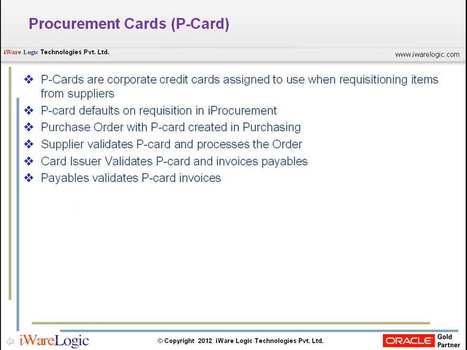Procurement cards or P card. P cards are corporate credit cards assigned to users when requisitioning items from the supplier. P card defaults on the requisition in iProcurement. Purchase order with P card is created in purchasing. Supplier validates the P card and processes the order. Card issuer validates the P card and invoices payables. Payables validates the P card invoices.